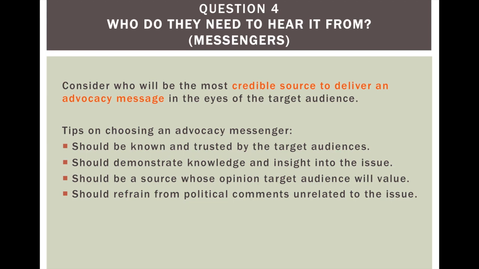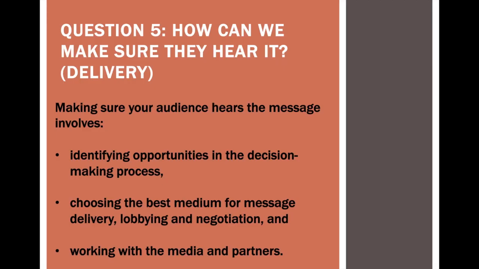Now that we know how to develop advocacy messages and how to choose advocacy messengers wisely, it brings us to question number 5. How can we make sure they hear it? Making sure your audience hears the message involves identifying opportunities in the decision-making process, choosing the best medium for message delivery, lobbying and negotiation, and working with the media and partners. Let's go into each of these aspects more closely.